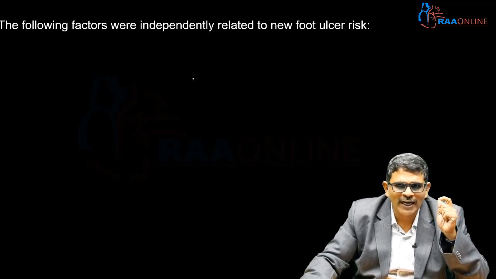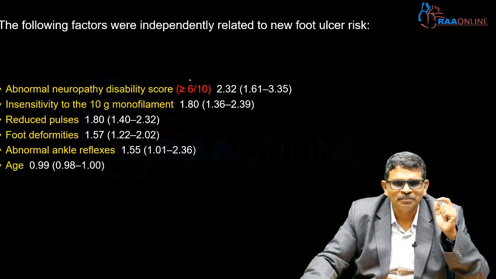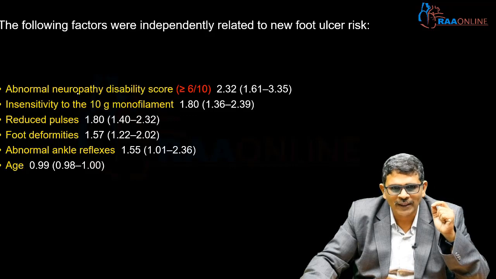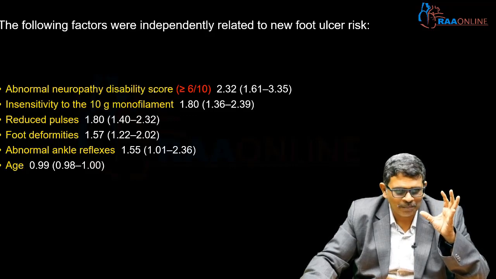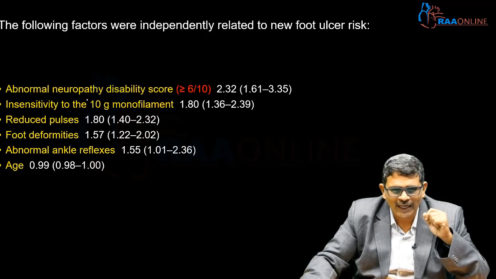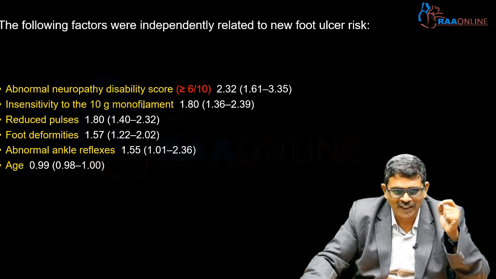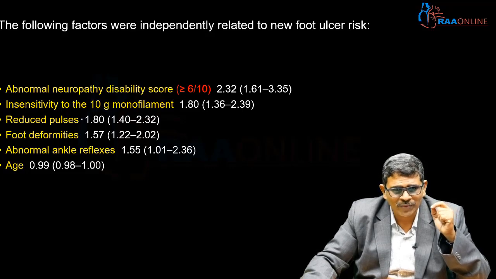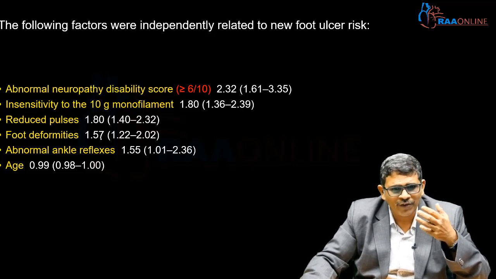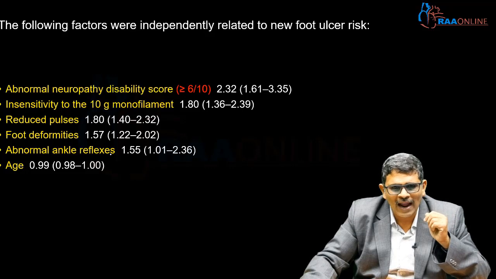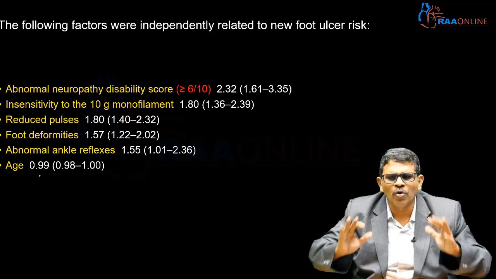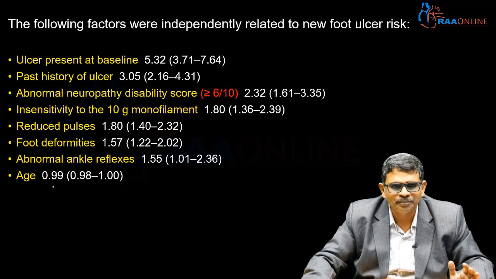The following factors were independently related to new foot ulcers. They assessed the abnormal neuropathy disability score, a parameter which for clinical purposes we don't need. Then insensitivity to the 10 gram monofilament, which we will see shortly. Reduced pulses were associated with high risk of diabetic foot ulcer, obviously. Foot deformities and abnormal ankle reflexes also can cause it, and age is not an independent risk factor. But the most important factor is the history.